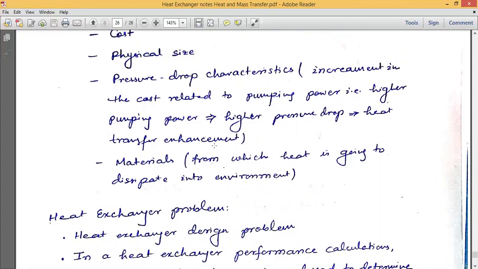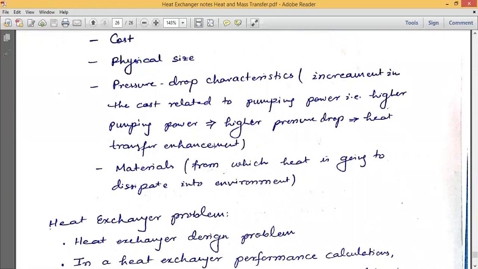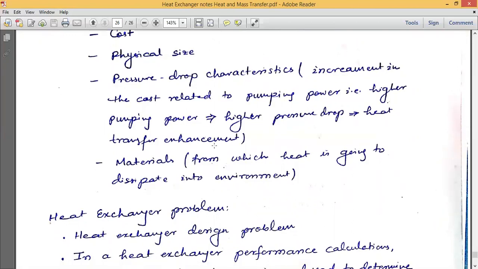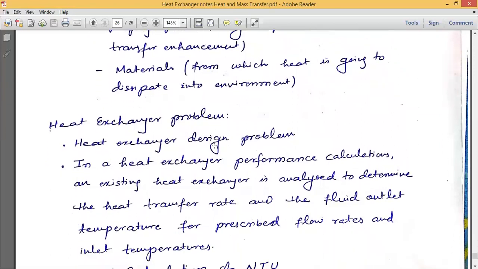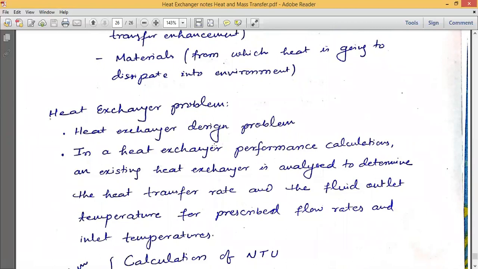So in this way we have completed our theory on this topic, heat exchanger. Now we will move on to numerical practice for the heat exchanger. As an engineer, you will face two kinds of heat exchanger problems. The first is the need to design a new heat exchanger, and the second is checking the performance calculation. So there are only these two variations: the first is new design calculations, and the second is to check the performance calculation.